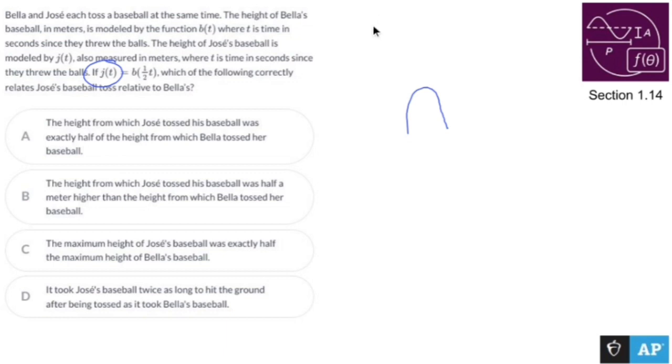Whenever you do a horizontal dilation and you change f of x to half of something, we view it as x over a, where a gives you that dilation. Since it's 1/2 t, 1/2 t is the same thing as saying t over 2, which means in this case, a is 2. So Jose's flight path looks like this. Bella's flight path is going to be a horizontal stretch. The height won't change, but the time that it takes to hit the ground will.